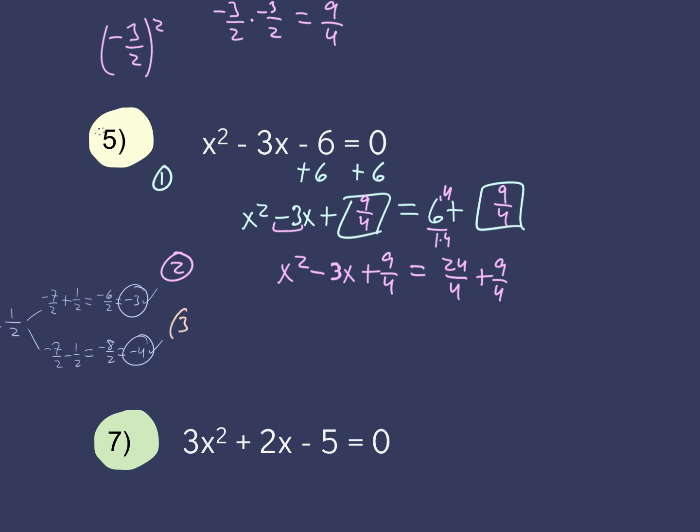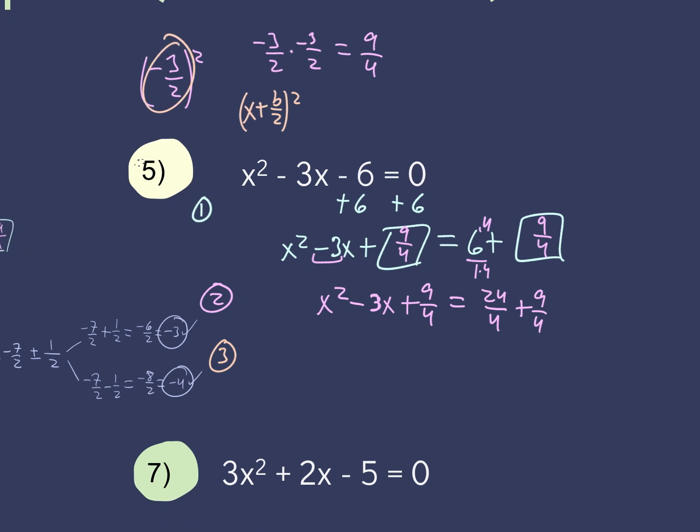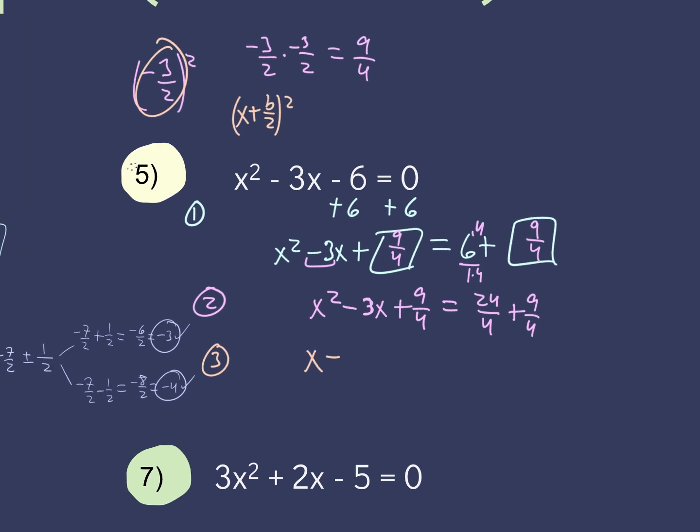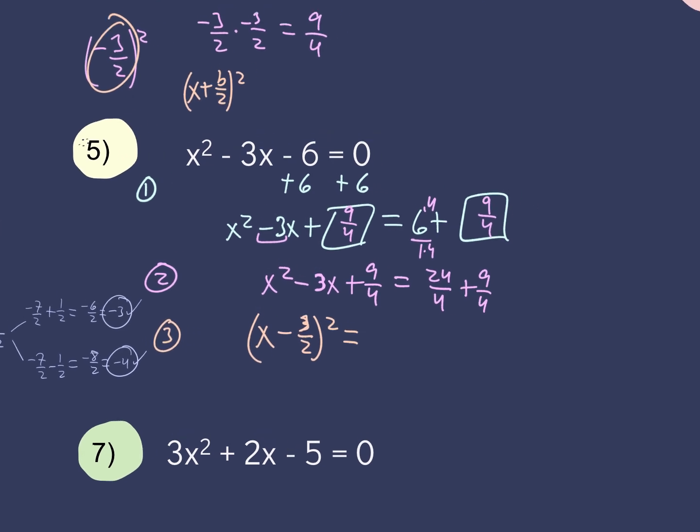So the next step is you want to factor your perfect square trinomial. Again, to do that, it's going to be x plus b over 2 squared, and b over 2 in this case is negative 3 over 2. So we're going to get x minus 3 over 2 squared, and that's the same thing as this up here, x squared minus 3x plus 9 over 4. And then it equals 22 over 4 plus 9 over 4, which is going to get us 33 over 4.